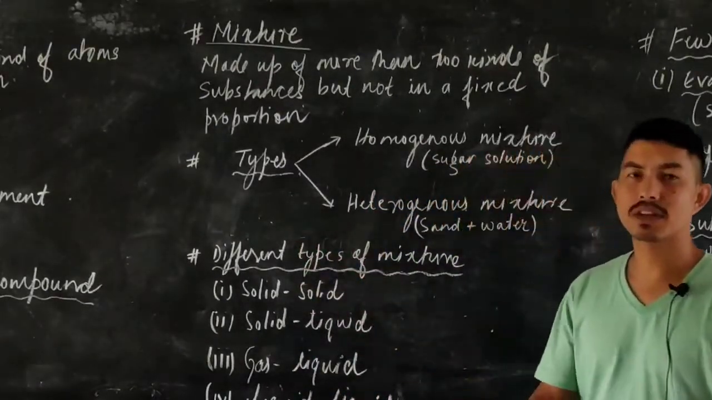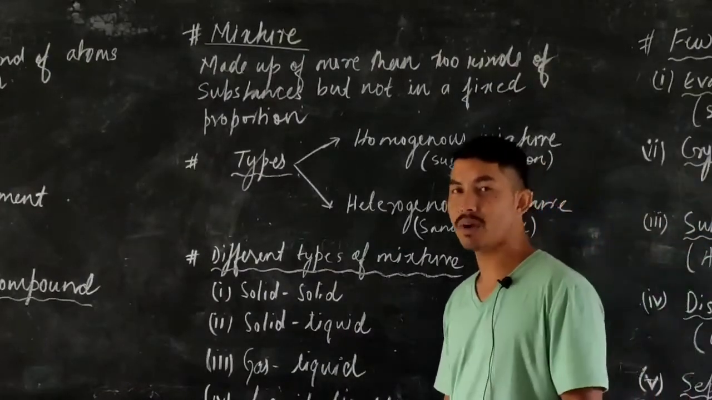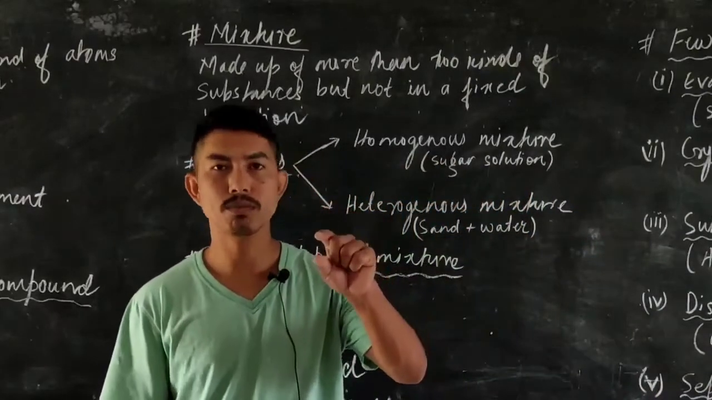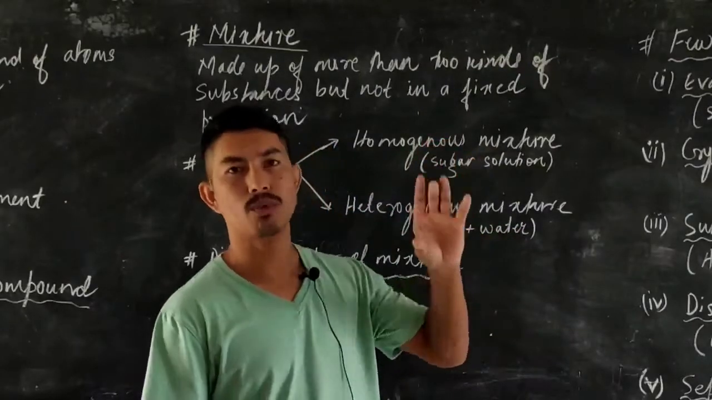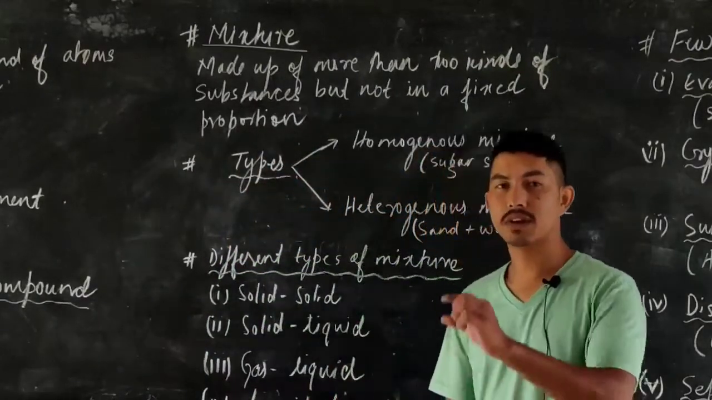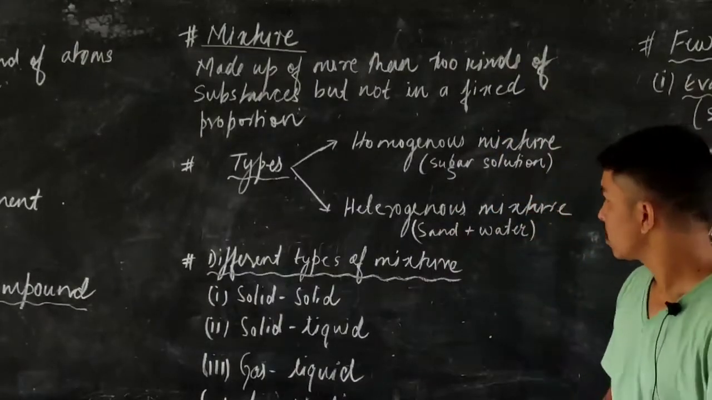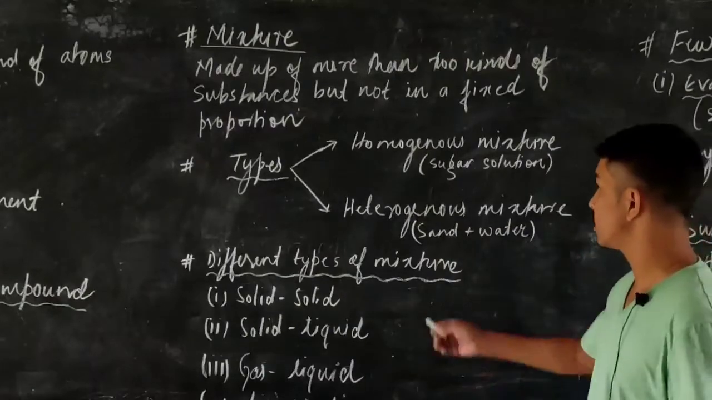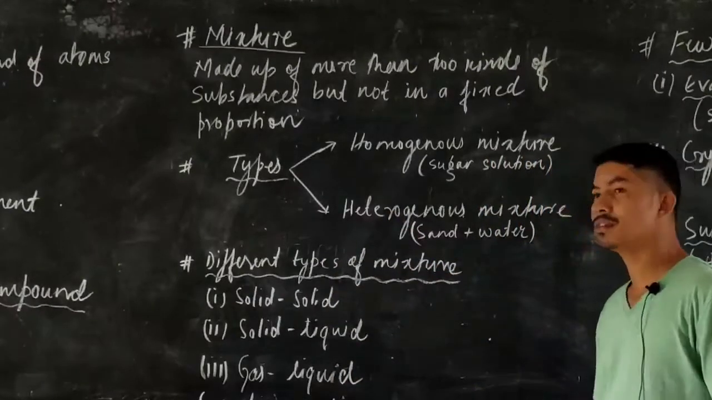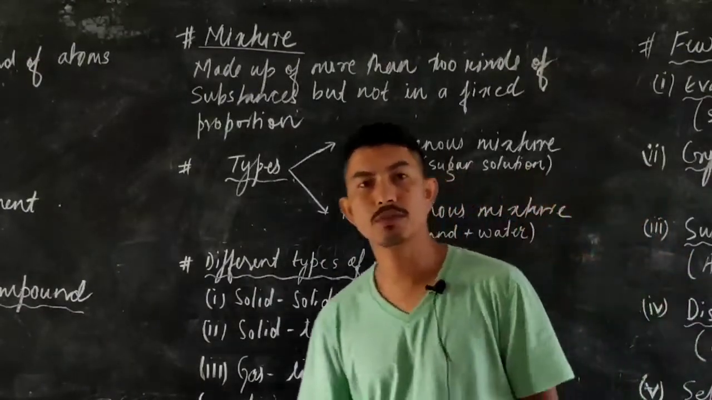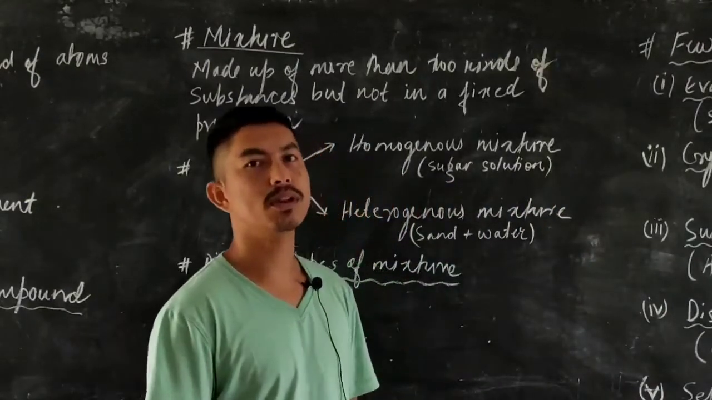And heterogeneous mixtures are the ones in which the composition is not the same. For example, if you take a solution of sand and water, you will usually see that at the bottom the water is not so clear, but at the top the water is clear. That means the concentration at the lower and the upper part of the same solution are not equal. So such are said to be homogeneous or heterogeneous mixtures. The heterogeneous mixtures are the ones in which the composition is not the same throughout the given solution.